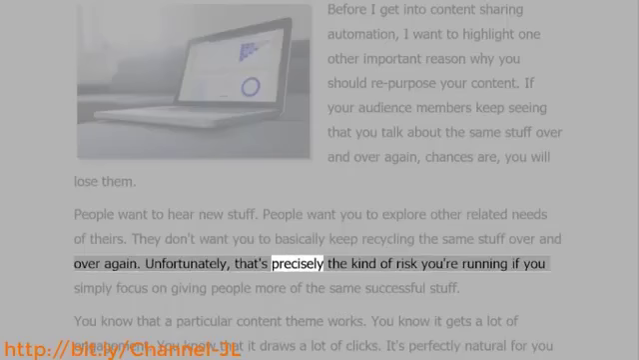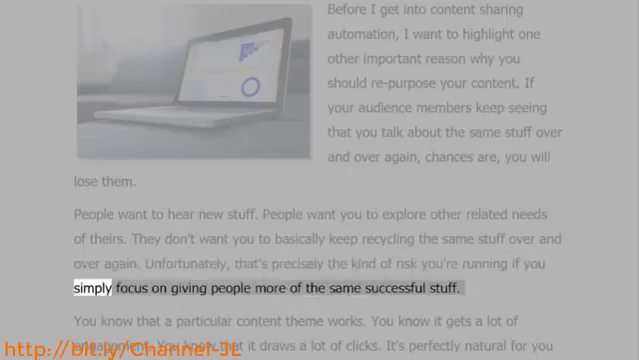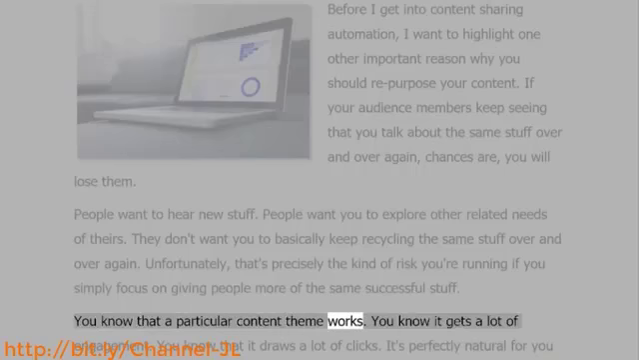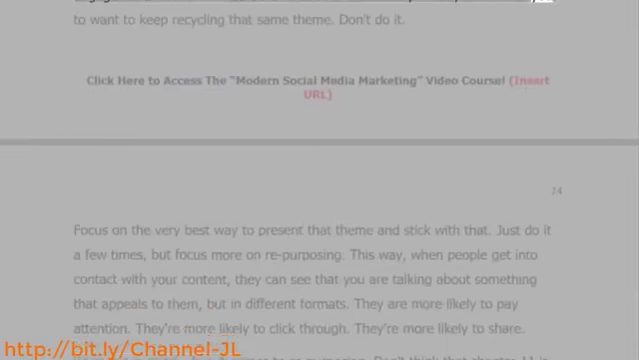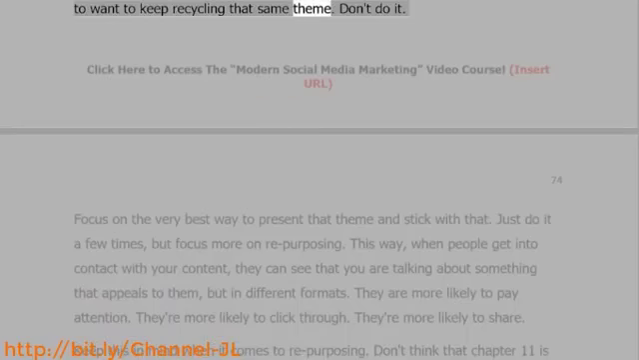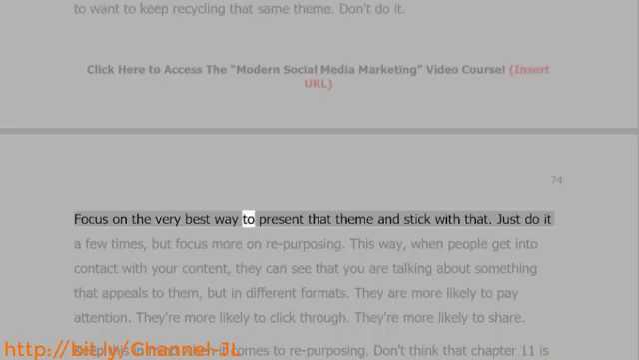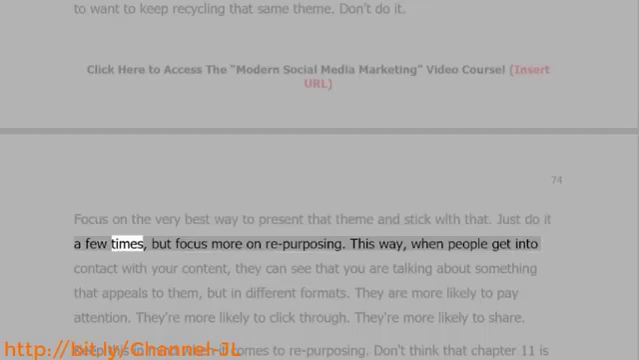Unfortunately, that's precisely the kind of risk you're running if you simply focus on giving people more of the same successful stuff. You know that a particular content theme works. You know it gets a lot of engagement. You know that it draws a lot of clicks. It's perfectly natural for you to want to keep recycling that same theme. Don't do it. Focus on the very best way to present that theme and stick with that. Just do it a few times, but focus more on repurposing.